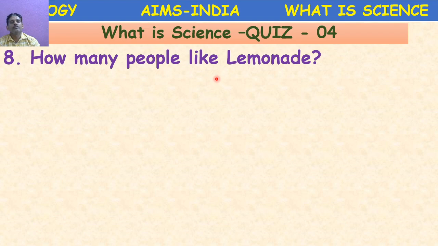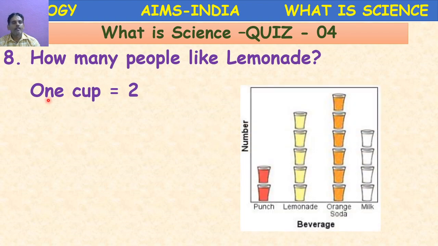How many people like lemonade? Okay, here some cups are given. 1 cup is equal to 2. Okay, so here punch, lemonade, orange soda, milk. There are 4 different items, beverages, cool drinks, given here. Okay, punch, lemonade, orange soda, milk. Okay, it is also one type of representing a graph. Tabular representation, one type of tabular representation.